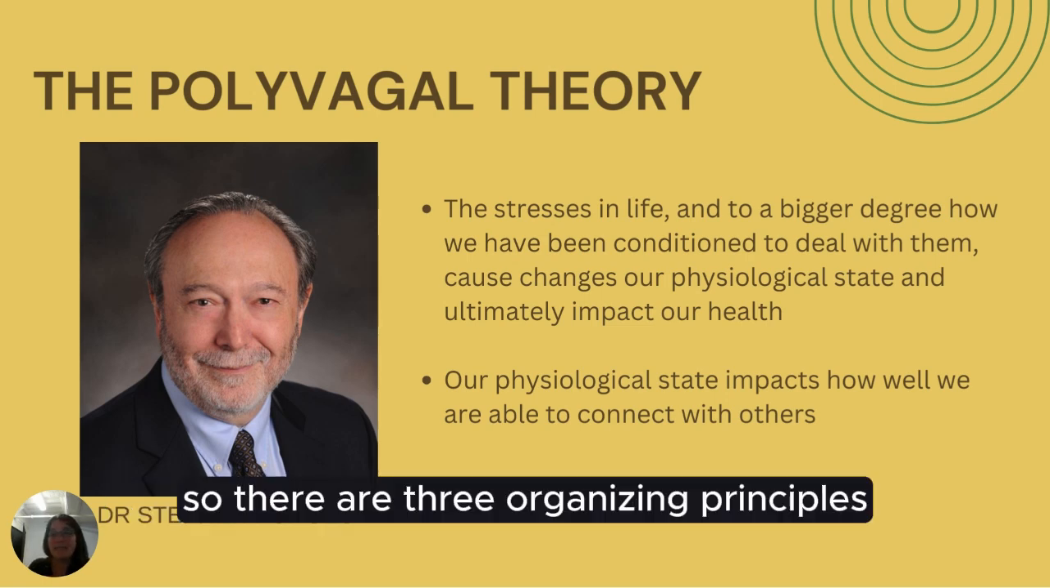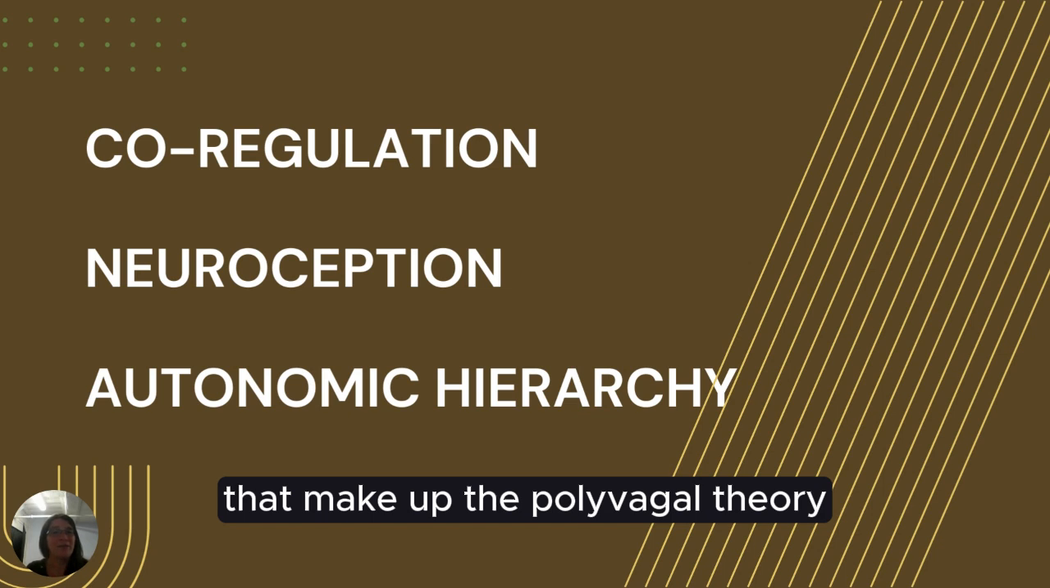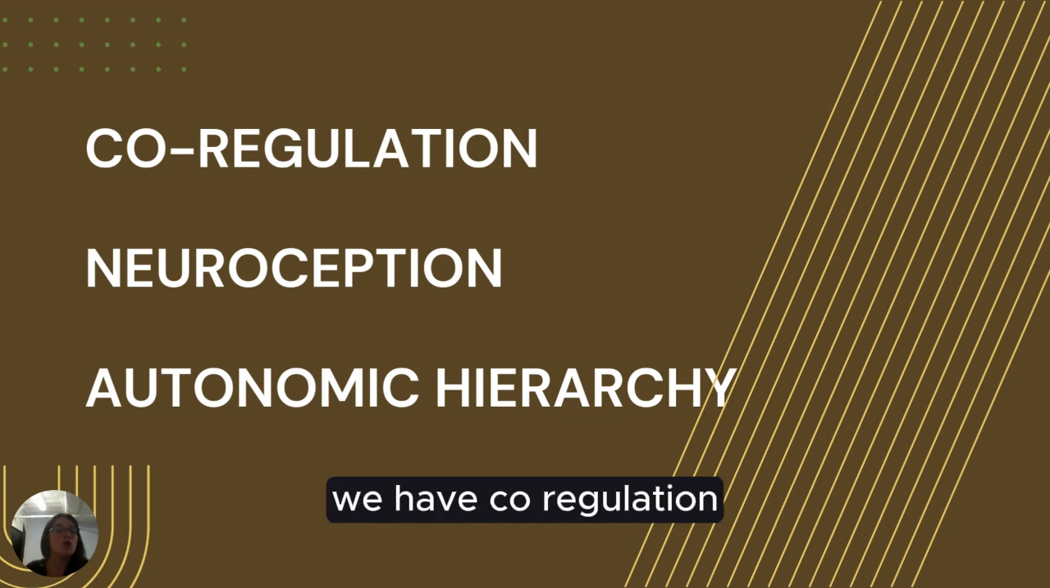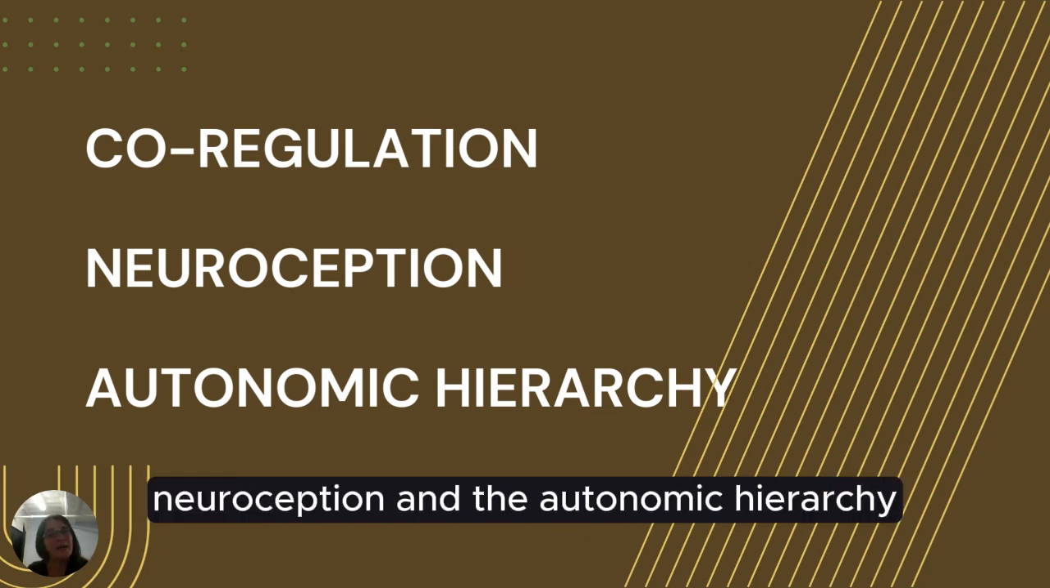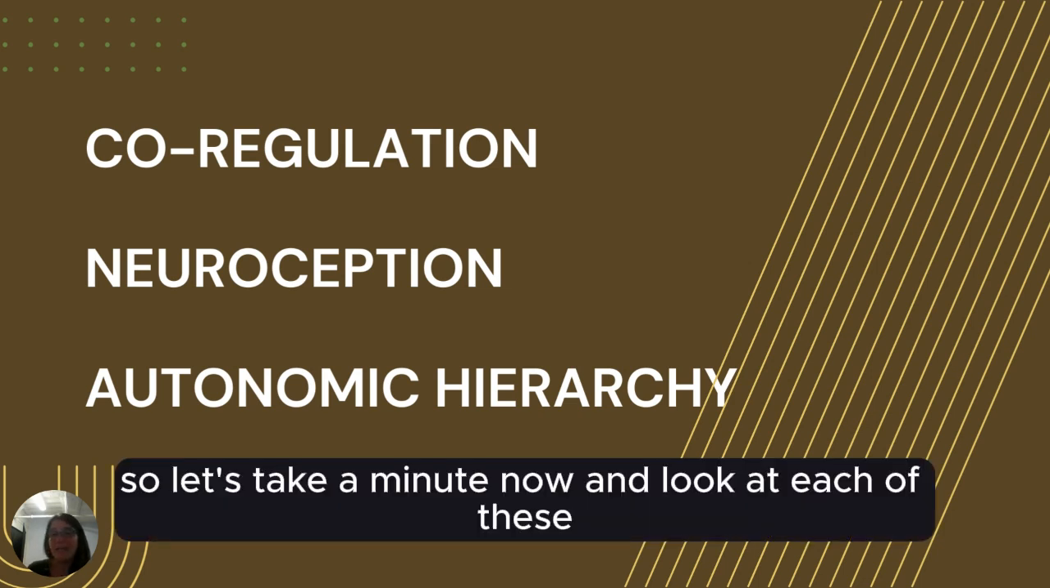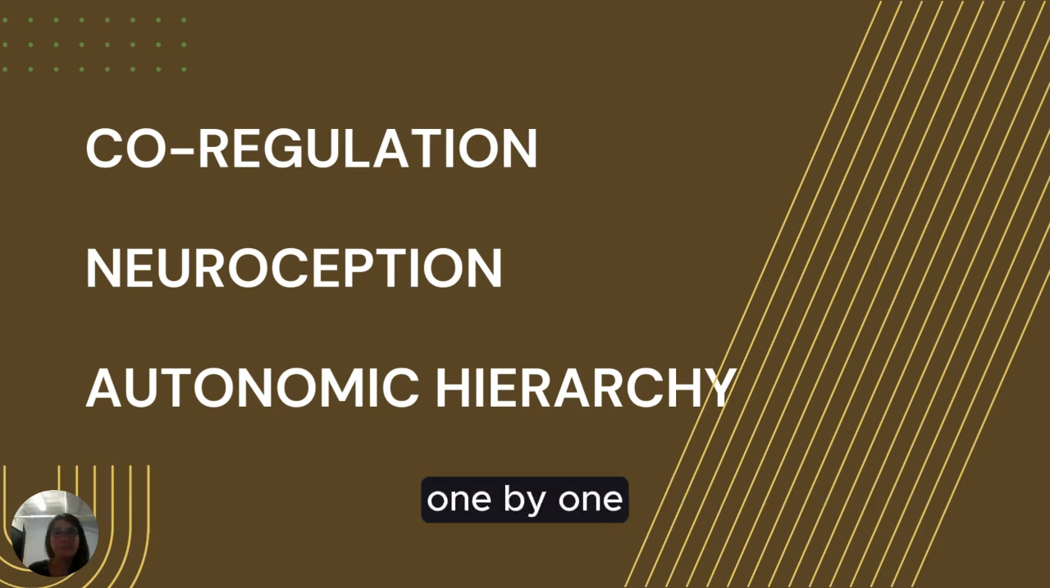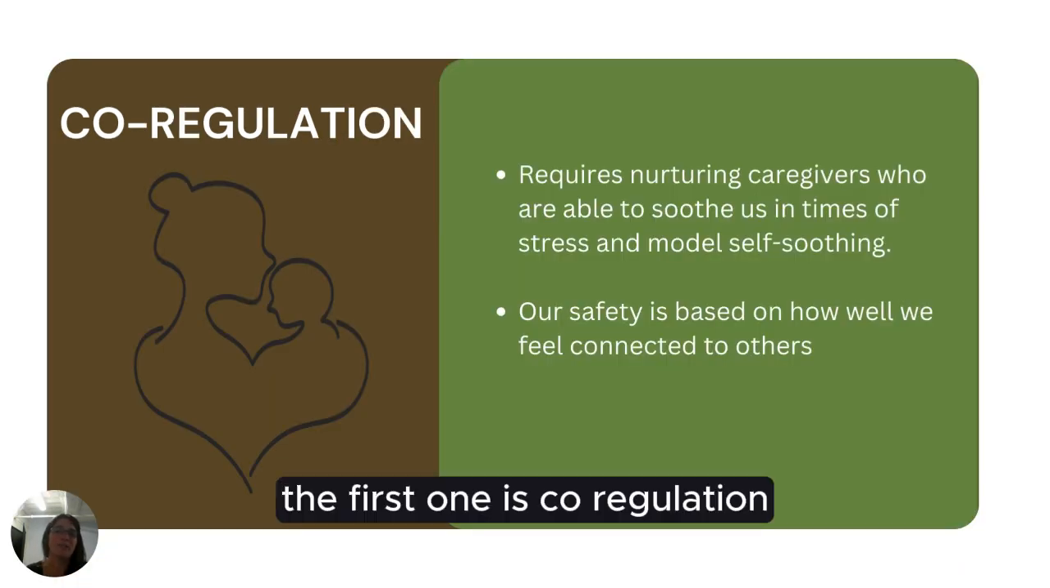So there are three organizing principles that make up the polyvagal theory. We have co-regulation, neuroception, and the autonomic hierarchy. So let's take a minute now and look at each of these one by one. The first one is co-regulation.